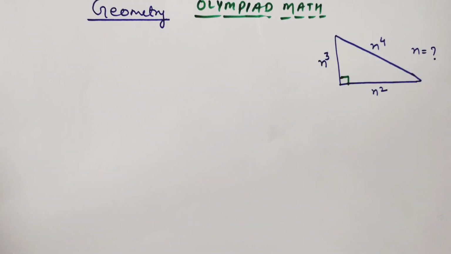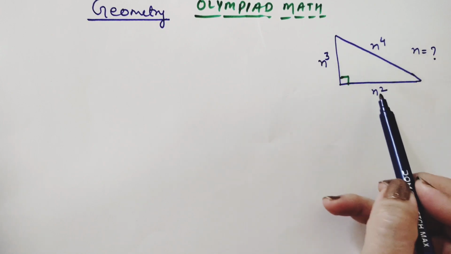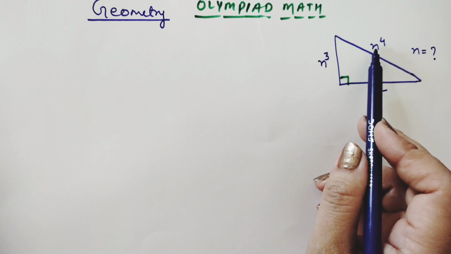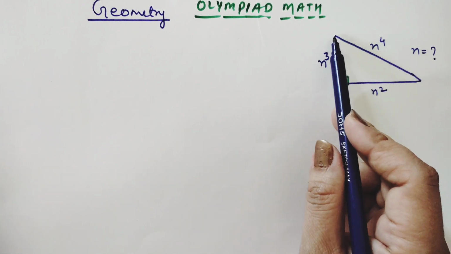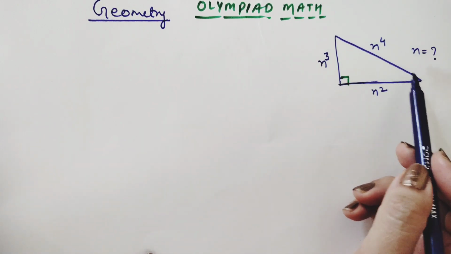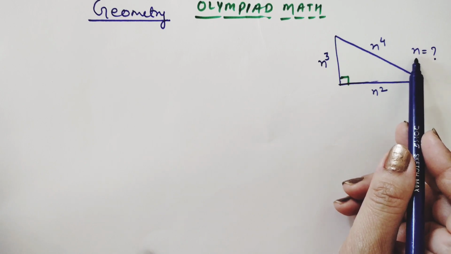Today we are going to start another Olympiad math question, in which you can see a right angle triangle whose sides are n⁴, n³ and n². This is the longest side, which everybody knows is called the hypotenuse, and this side is the perpendicular and this side is the base. Here we need to find the value of n.